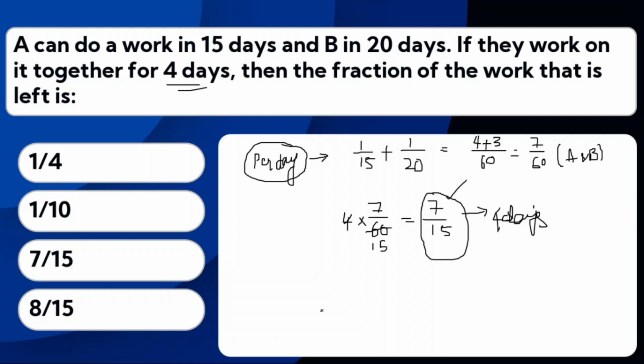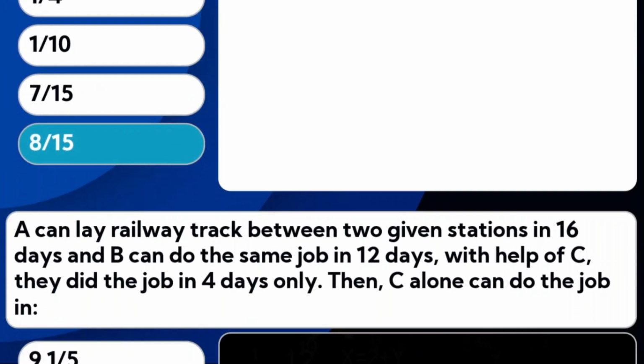Always remember that the total work is always unity, 1. Already 7/15 of the work is completed, and the remaining work will definitely be 1 minus 7/15, which is equal to 8/15. So the work left is 8/15, which is the correct answer. Look at the next problem.